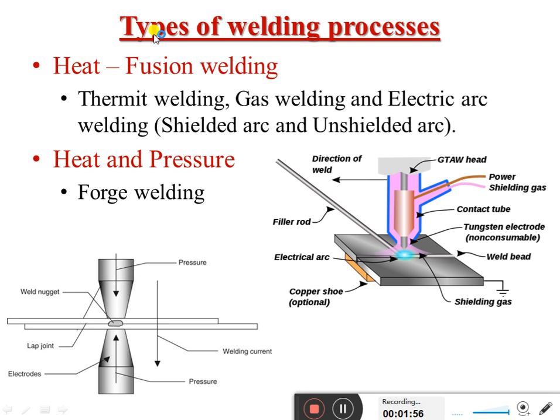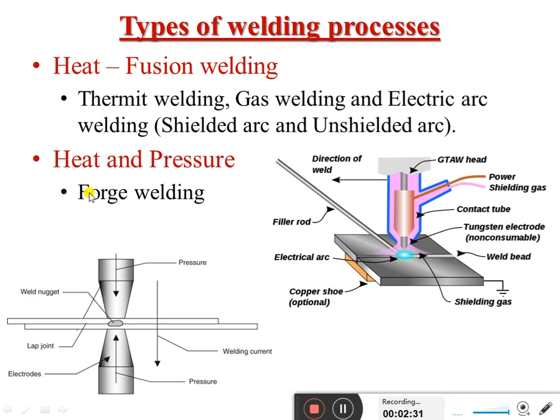Now the types of welding process. We already discussed that, that is fusion welding and heat and pressure. In fusion welding you can see we insert filler rods and keep the welding head. This welding heat makes the filler rod pour over the welded metals, and these two plates will get welded.